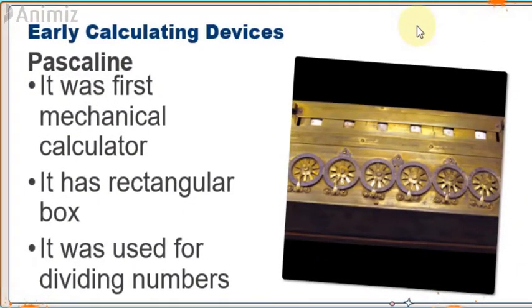Another calculating device, made in 1641, was called the Pascaline, and it was made by Blaise Pascal. It was the first ever mechanical calculator. It consisted of a rectangular box, as you can see in this picture, with movable wheels. It was used for addition, subtraction, multiplication, and division of numbers up to hundreds and thousands. It was the first device used for calculating with thousands of numbers, and the first mechanical device.